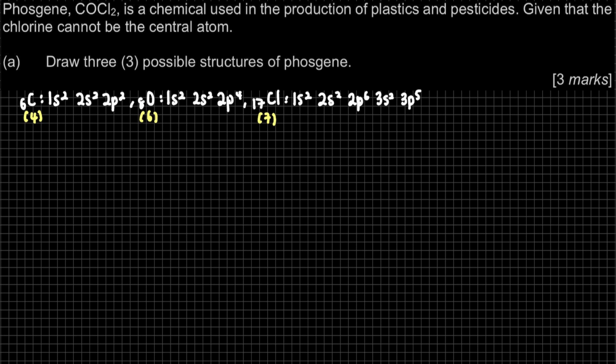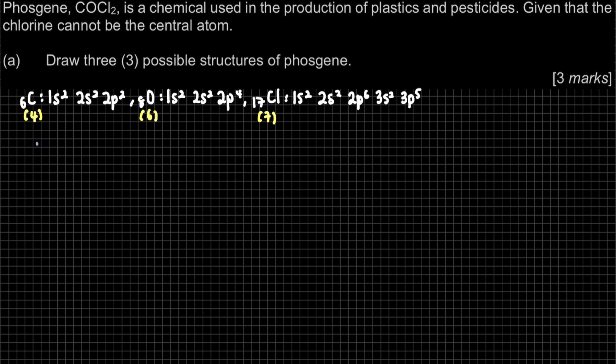Once you have written down the valence electrons, the next step to draw the Lewis structure is to calculate the total valence electrons. Carbon, we have 1, so 4 electrons. Oxygen, we also have 1, so we have 6 electrons. But chlorine, we have 2, so it will be 14 electrons. So the total number of electrons is 24 electrons. Once we have calculated the total valence electrons, then we have to draw the Lewis structure.